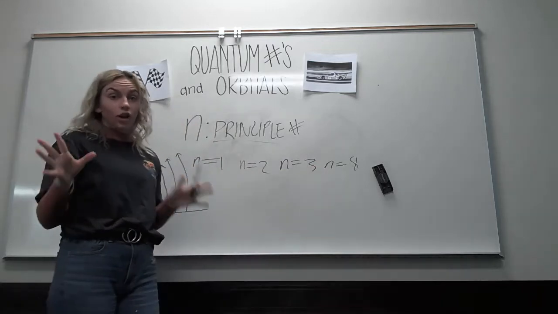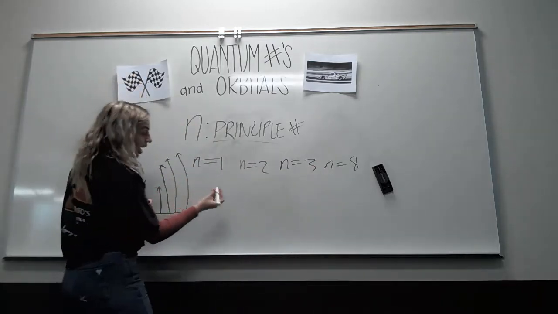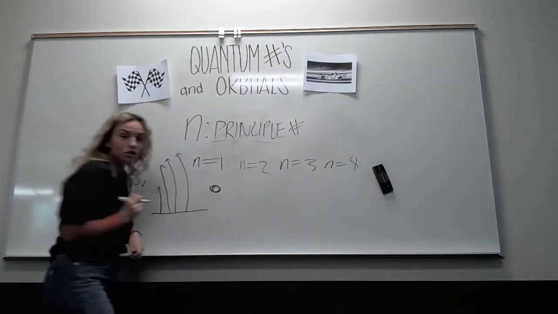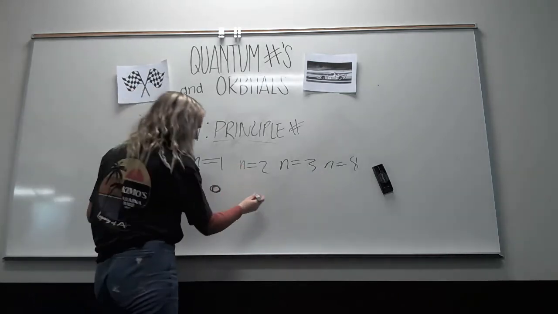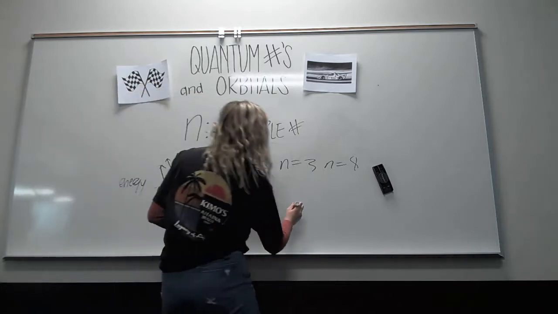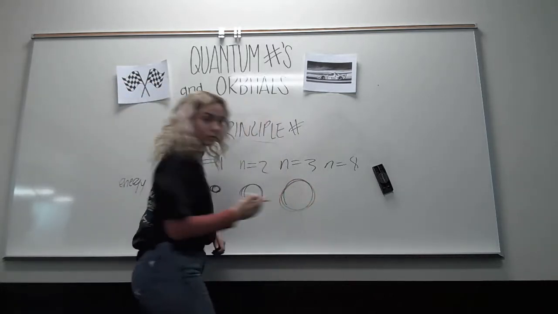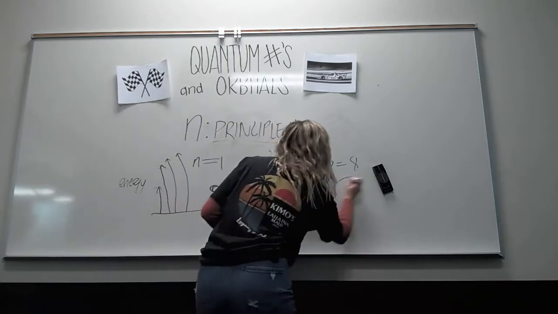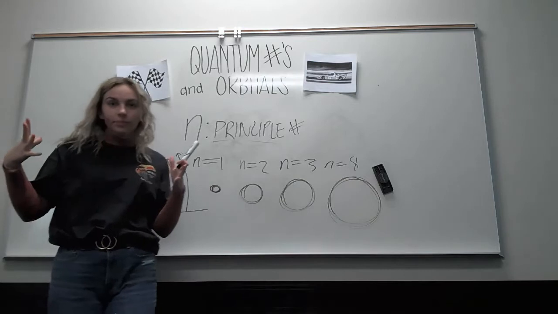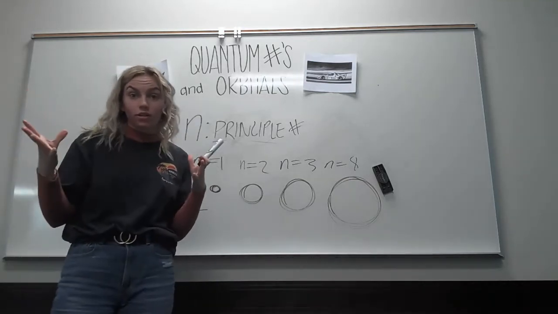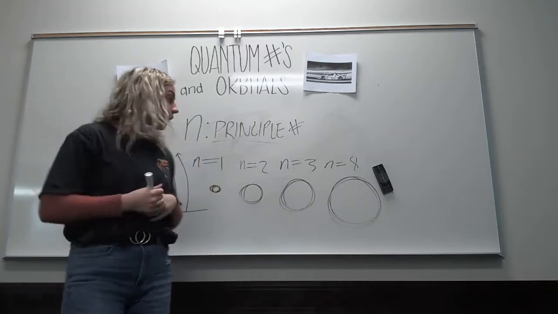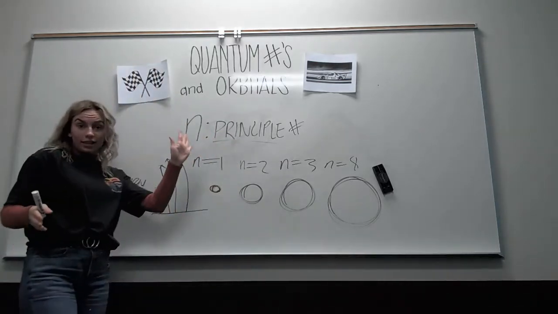It also describes the size. So the n equals 1 orbital, let's say it looks something like this. It's just a cute little dot. And we've got n equals 2, which increases in size. So we've got n equals 3. And then finally, we've got n equals 4, which is just way bigger. The reason for this is there's more energy because these orbitals are holding more electrons, and as they're holding more electrons, obviously the atom size is going to get bigger. So we've got our different energy levels.